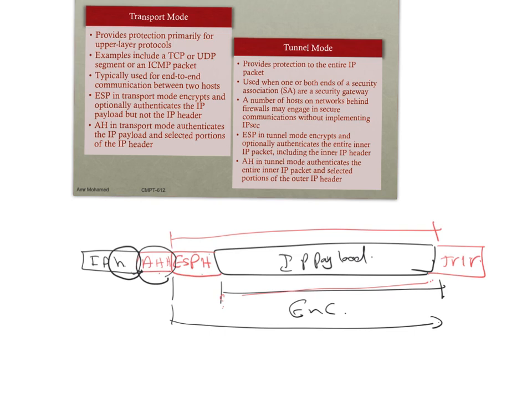The trailer with the MAC, that part is not encrypted. The trailer includes the MAC, exactly, and it cannot be encrypted. Okay, so this is the transport mode.